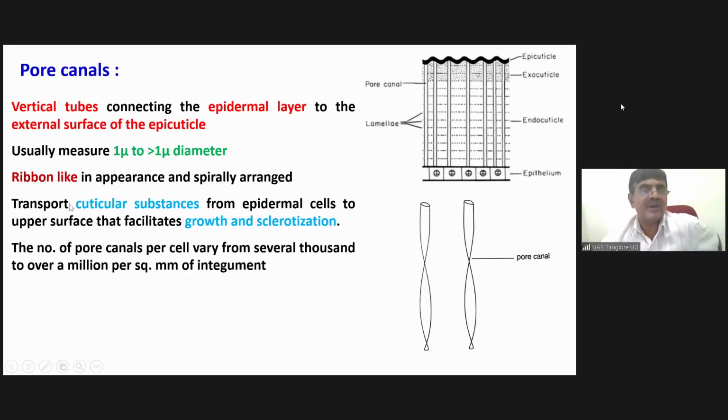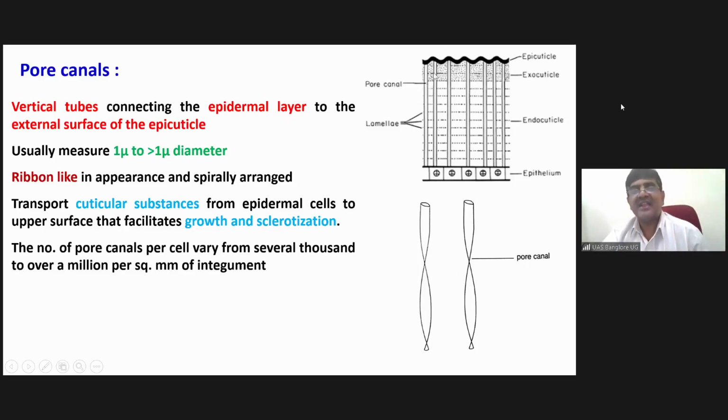These pore canals transport cuticular substances from the epidermis to the upper surface of the cuticle, which helps in growth and sclerotization. So the main function of the pore canals is the transportation of cuticular substances from the epidermis to the upper layer of the cuticle.